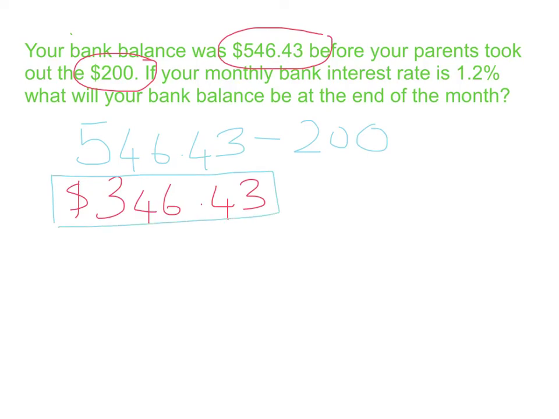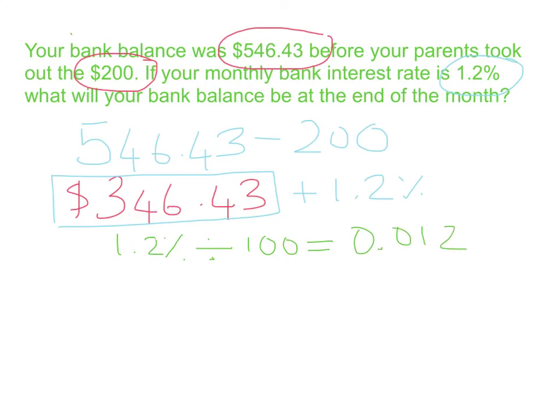Now I need to calculate interest on that amount for that month if my interest rate is 1.2. So I need to add on my interest rate of 1.2%. Okay, but remember, I can't just add this number on. I need to turn my percentage into a decimal, and then I need to multiply it by the amount sitting in my bank account. So I take 1.2% and I divide it by 100 and I get 0.012, so that's the amount that I'm using.